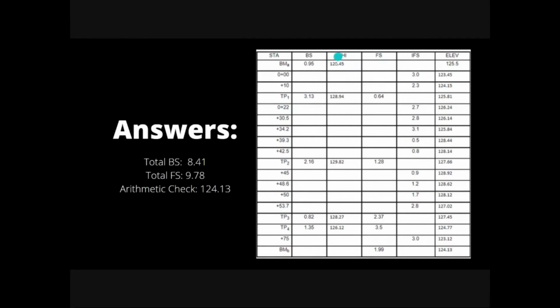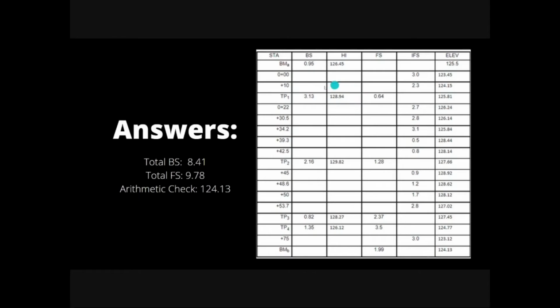So 126.45 subtracted by 0.64, the answer would be 125.81. Since we have a new bauxite reading, we have to compute for the new reading for the height of instrument. So we have to add the elevation value of the turning point 1 to the value of the new bauxite reading for the turning point 1. So adding these two data together, the result would be 128.94.